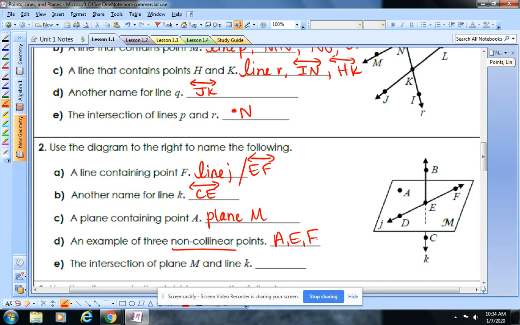And E says, what is the intersection of plane M and line K? Point E. Very good. A plane and a line intersect at a point. So any questions on number 2? Okay, y'all look at number 3.